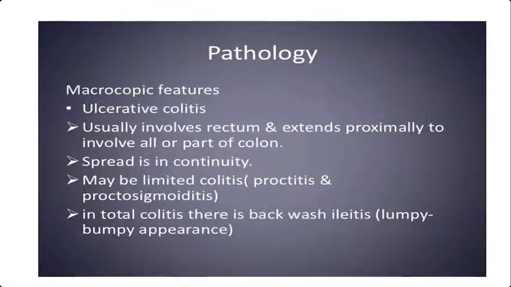So the macroscopic features of ulcerative colitis: it usually involves the rectum and extends proximally to involve all or part of the colon, and the spread or involvement is continuous. It may be limited, so it may involve just the rectum or part of the rectum and the sigmoid, or the rectum, sigmoid, and transverse colon. And finally, it may involve the entire colon with backwash ileitis.